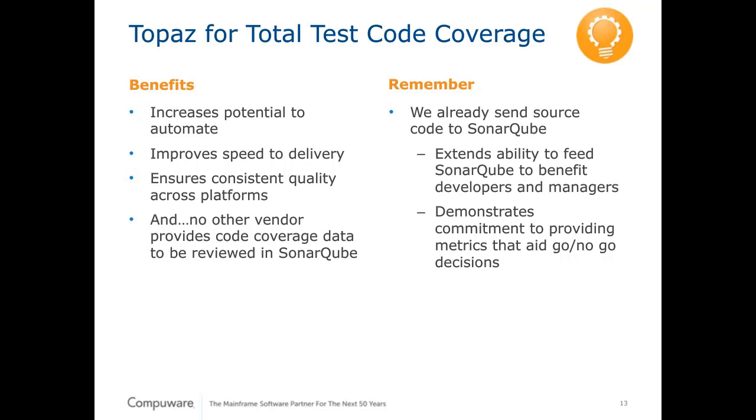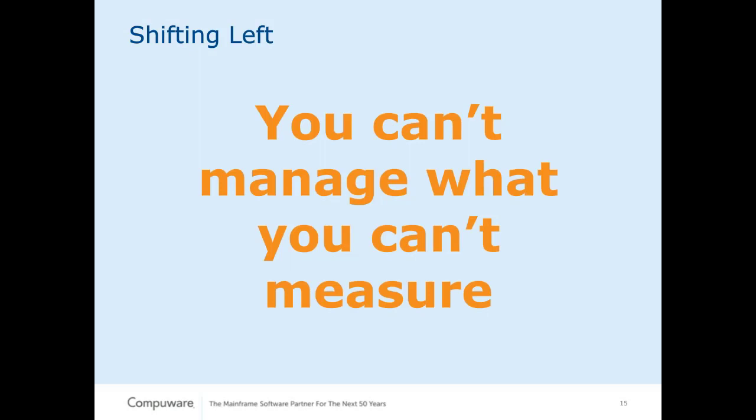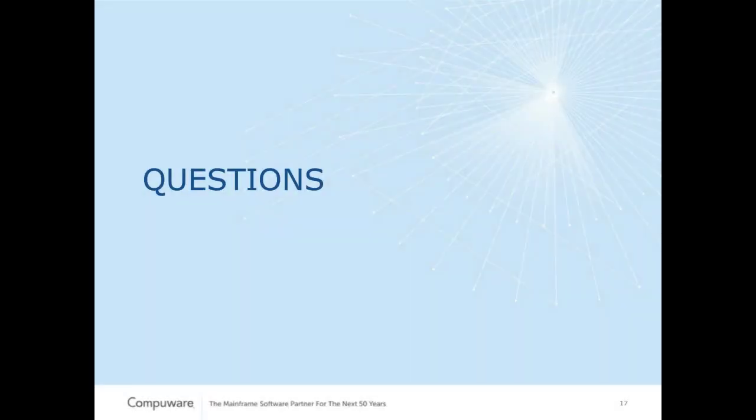And as we build this on top of the information we've already gathered and sent to SonarQube from other sources, it's used to support IT decision making. So it improves speed of delivery and ensures quality across platforms. In summary, this all drives an organization further towards continuous integration and delivery through more automation, automated and consistent testing, and quality measurements. Poor quality should be tracked earlier in the development process and never get to promotion. This is shifting left. So in order to shift left, you need to better manage the software manufacturing process, and you cannot manage what you do not measure. So the first question I have is, how do we interface between the mainframe and Git?